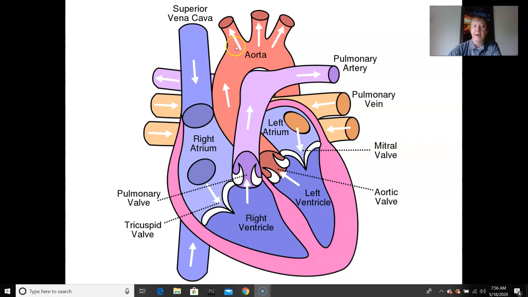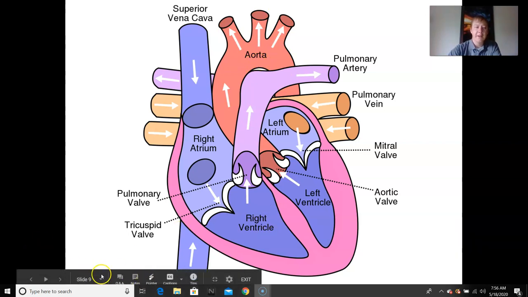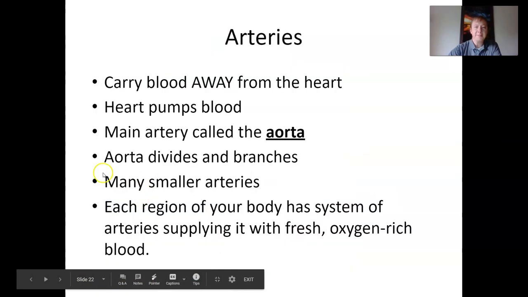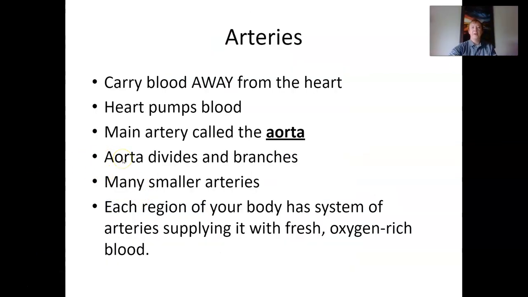All right, from here, it branches off. You can see it branches off into three different arteries, as well as one that continues down that will go to the lower part of the body. And let me jump back to arteries quick. So the aorta divides and branches, just like we saw. There's many, many smaller arteries throughout the body.